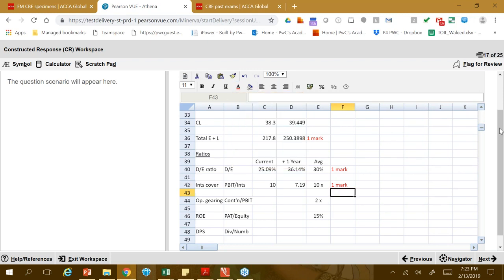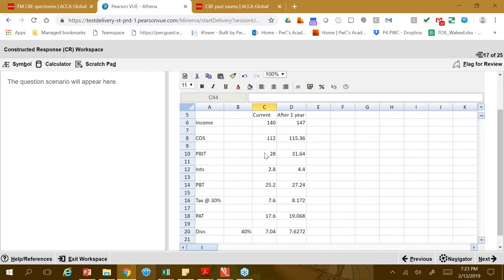Further 1 mark. Then, next thing is operating gearing. The examining team tells me, do it contribution over PBIT. So PBIT is here. PBIT is easy. It's in C10. I have to find contribution.